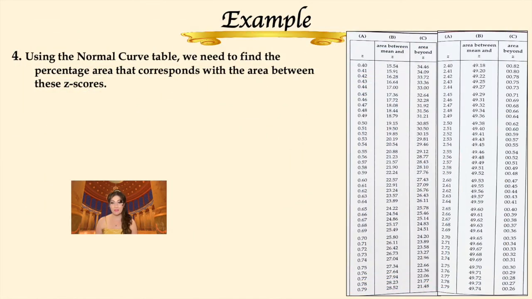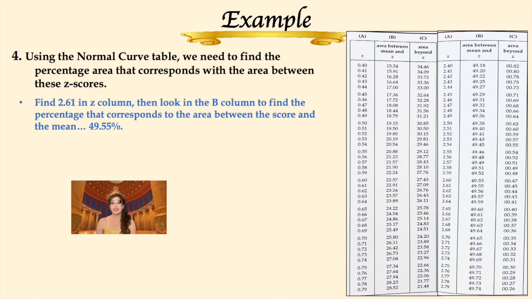So once again, we come back to the normal curve table and we need to find the percentages that correspond with the z-scores we've calculated. First, let's go ahead and find 2.61 in the z column, and then we need to slide our finger over to the B column to find the percentage that corresponds to the area between the score and the mean. Remember, the C column tells us the area beyond Z, away from the mean. But in our case, the area that we are interested in is actually between the mean and the Z-score.